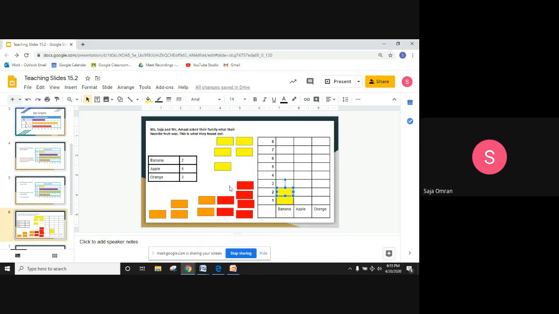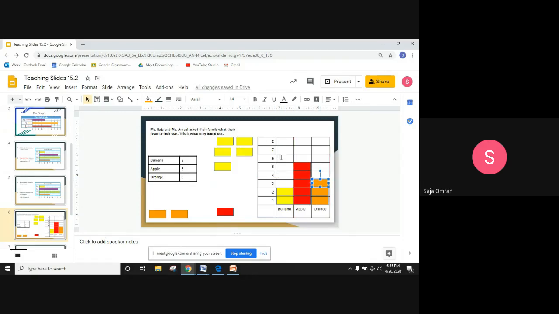All right, apples. What color are, well, if orange is orange, then apple has to be red, right? So 5 people voted apple. So I'm going to put 1, 2, 3, 4, 5. 3 people chose orange. 1, 2, and 3. Now, do you notice how this bar graph is going vertically?